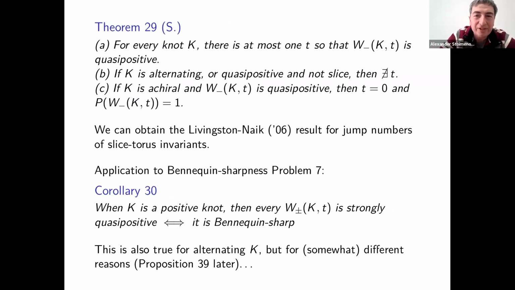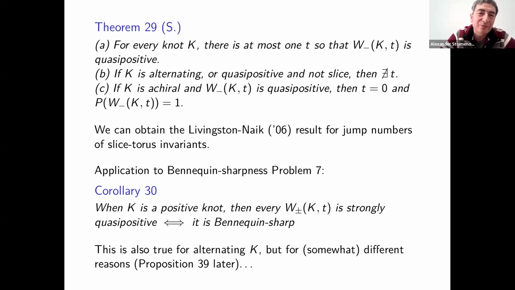So we know for every knot there is at most one framing where this can be quasi-positive. For example, for the unknot, it can be 0. But in general, we cannot say. We know there is at most one T, and we can rule this single value T out in some cases. For example, when K is alternating or quasi-positive and not slice, then we know that all the W minus are not quasi-positive. And there is also a result for the amphichiral case. When you have an amphichiral knot and W minus is quasi-positive, then we know that T is equal to 0, which is not very surprising. So it can only be the untwisted Whitehead double.